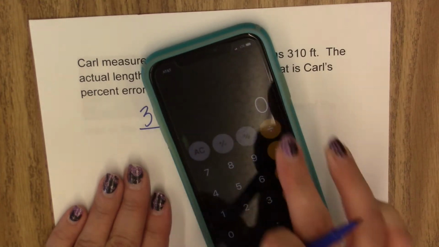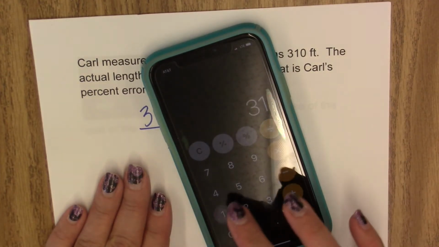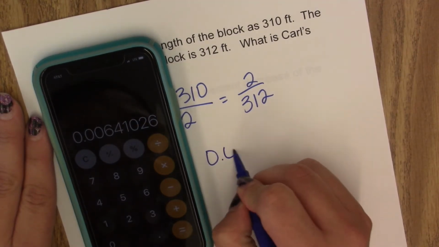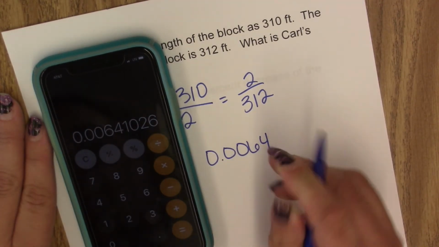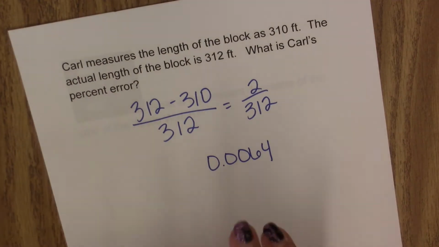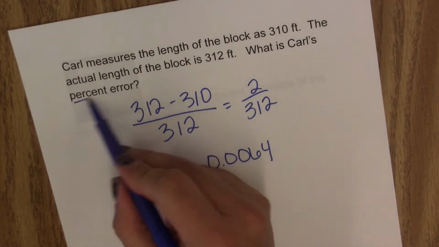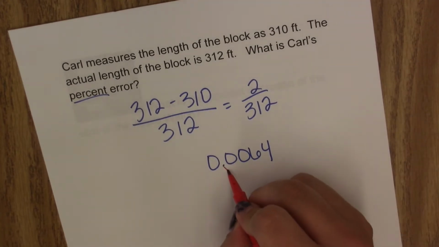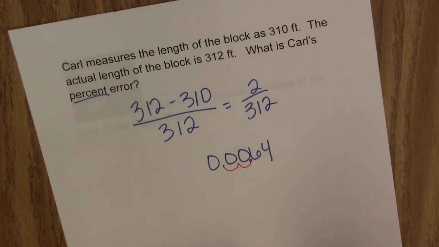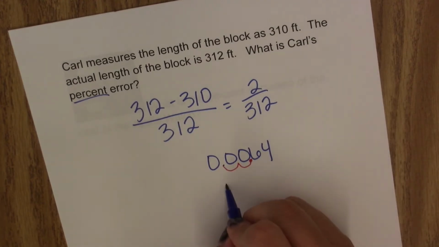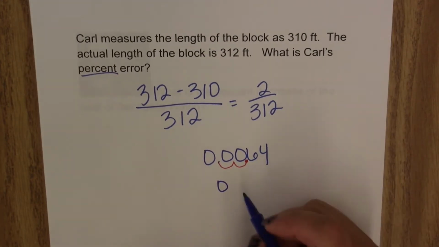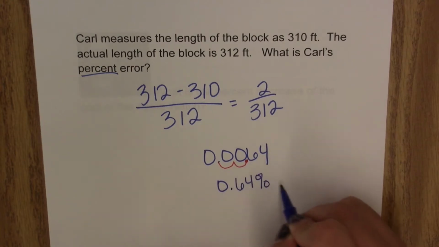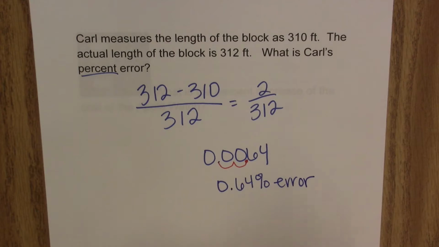So let's use our calculator. 2 divided by 312, we get 0.0064. All right, then we need to change this into a percent, because we're talking percent, so we're going to multiply it by 100. So we're going to move the decimal point over 2 places. So the percent error would be 0.64% error.